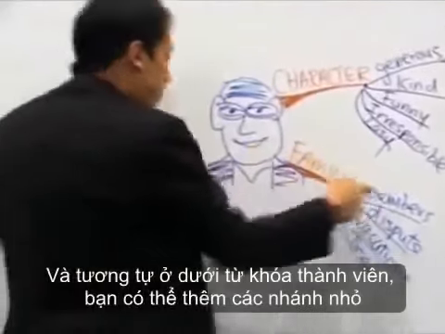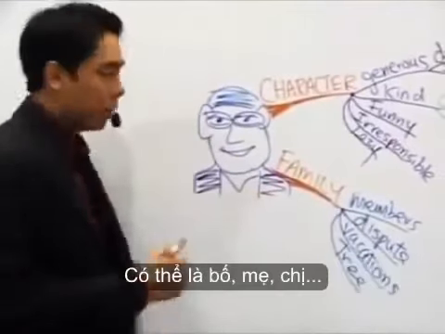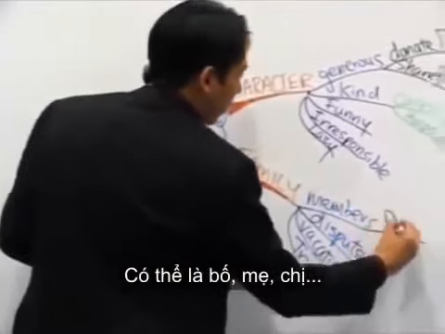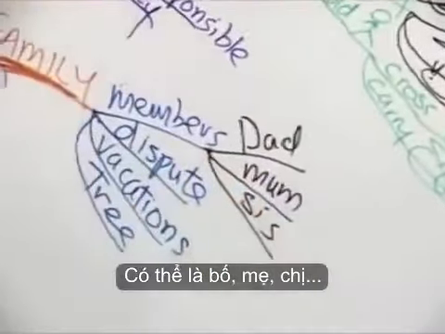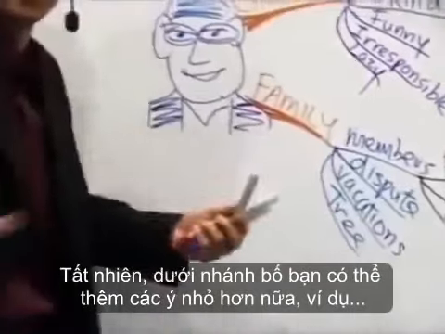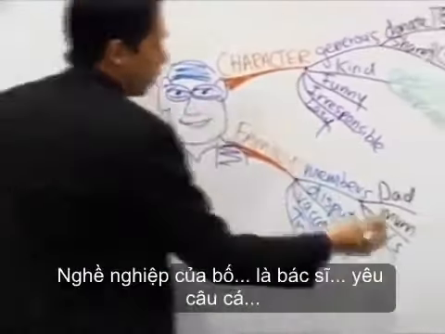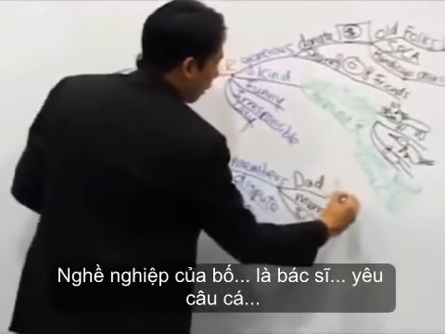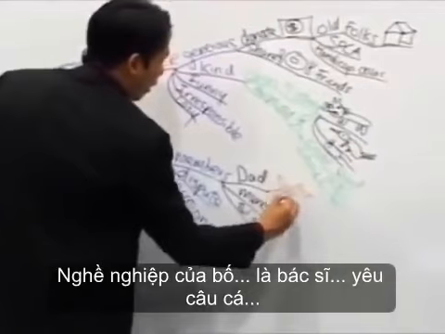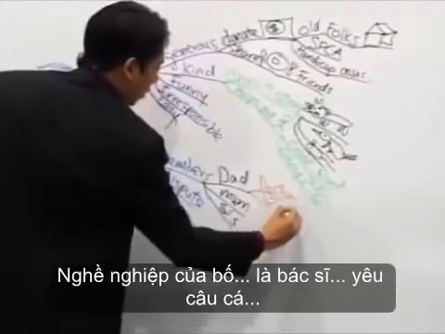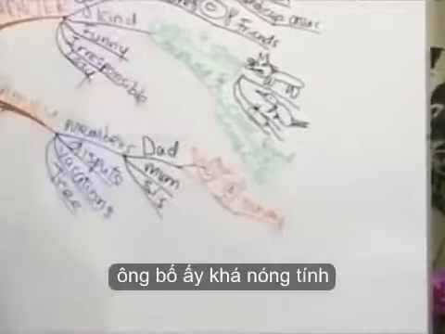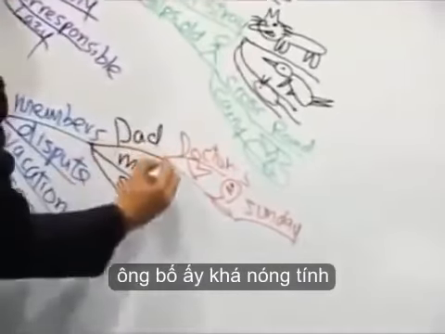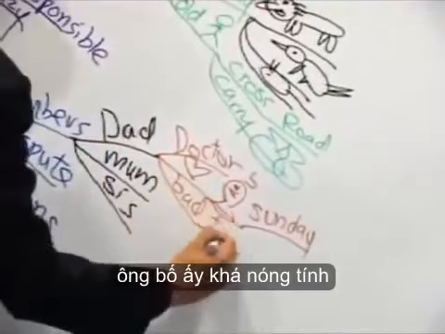So again, under family members, could you further branch it out? Yeah, you could further branch out members into dad, mom, sis, right? So again, under dad, could you branch into more details? Yeah, of course. For example, you could talk about the dad's occupation. Dad is, for example, a doctor. His dad loves fishing. Again, notice I'm using symbols over here. Loves fishing on Sunday. Okay, the dad has a bad temper, alright, so bad temper.